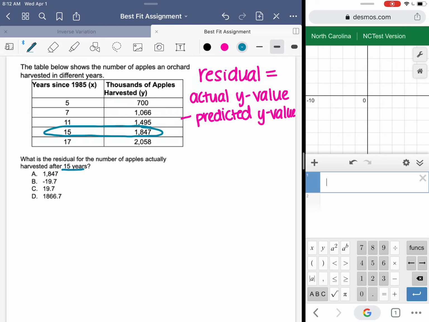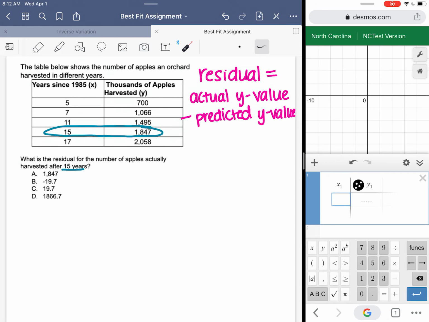Okay, so here's our information for 15 years. In this table, this tells us that in year 15, there were actually 1,847 apples harvested. But we want to know how many apples were expected to be harvested in year 15. So we can put this table in Desmos, and Desmos actually will tell you the residual for a predicted amount.